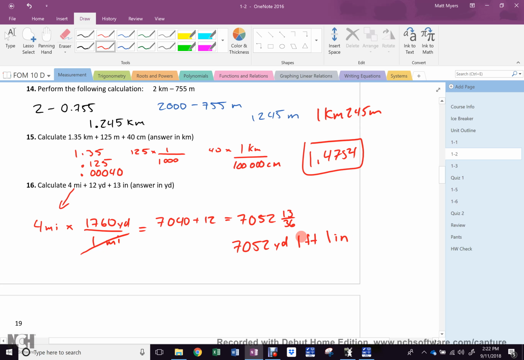Where are you lost? Do you understand how we got to 7,052? You got it from adding 7,040 plus 12, right? So all that's left is this 13 inches, correct? Well, that's 13 inches out of a total of 36 inches in 1 yard, right? So that's the fraction. A whole yard is 36 inches, yes? Yeah. I have 13 of them. So I have 13 out of 36. Okay. So I could leave it like that. But I also know that 13 inches is 1 foot, 1 inch. So they're the same thing.